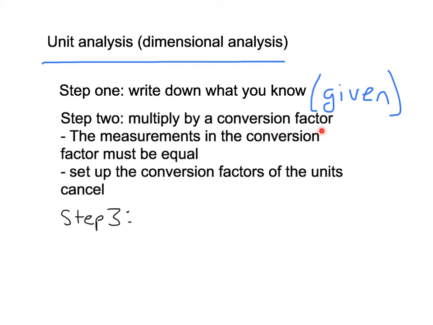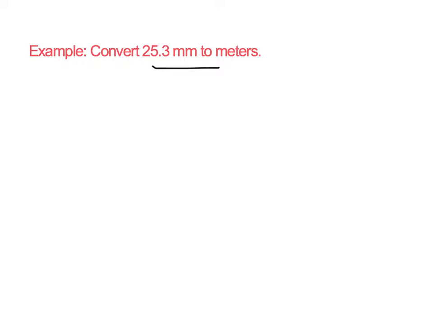Step two, we're going to multiply it by a conversion factor, and this is what I'm going to show you here. And as long as you set it up correctly, the very last step is really, really easy. It's just multiplication and division. Usually it's just your math, and I'll show you that. So in this example, we're given 25.3 millimeters, so we're going to write that down, 25.3 millimeters.